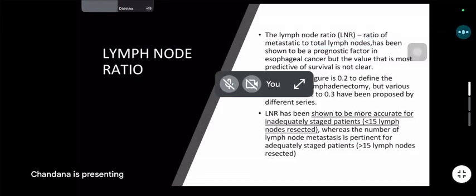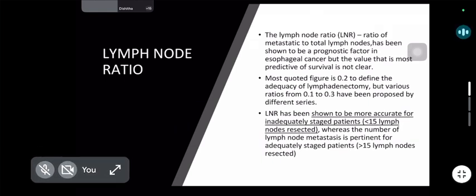And lymph node ratio. Lymph node ratio of metastatic to total lymph nodes has been shown to be a prognostic factor in esophageal cancer, but the value that is most predictive for survival is not clear. Most quoted figure is 0.2 to define the adequacy of lymphadenectomy, but various ratios from 0.1 to 0.3 have been proposed. Lymph node ratio has been shown to be more accurate for inadequately staged patients. So if we have already removed more than 15 lymph nodes, then it is of less importance. If less than 15 lymph nodes, then lymph node ratio is more accurate.